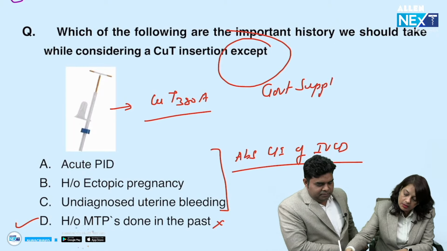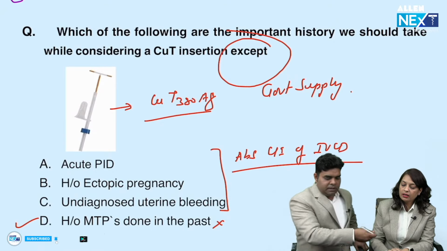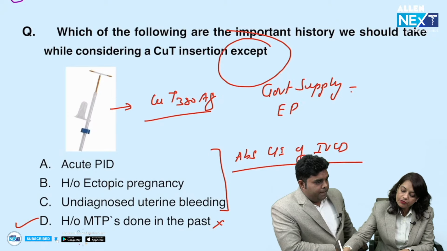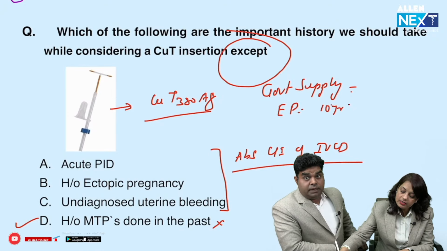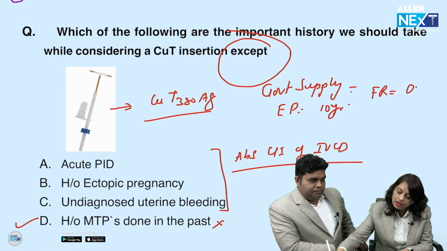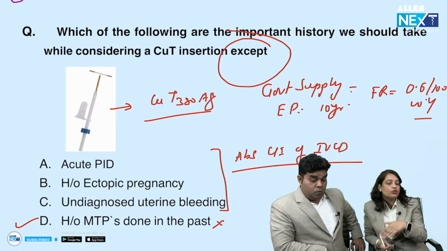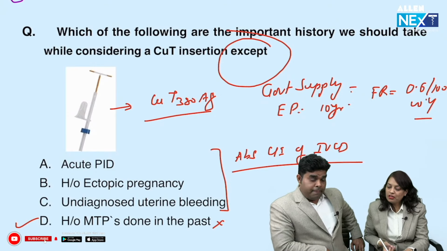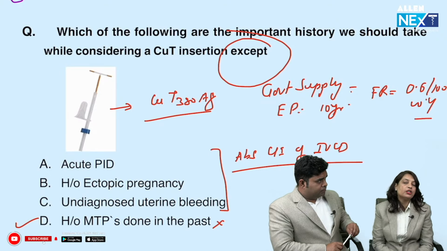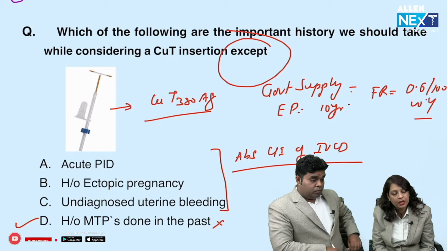government supply IUCD. Continue, ma'am. Government supply IUCD, and its effective period is 10 years, and failure rate is 0.6 per 100 women years. So you should be knowing this. Now you have kept one more question. What is the most common complication of an IUCD insertion?